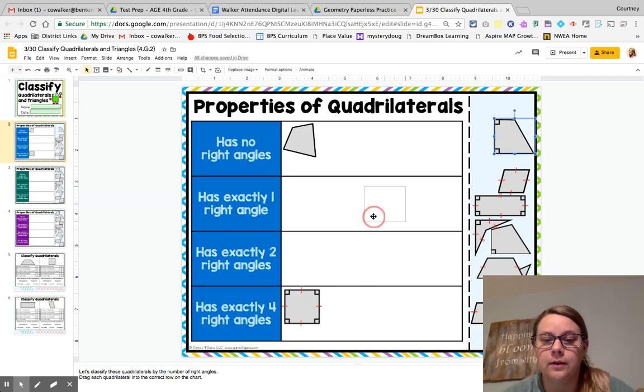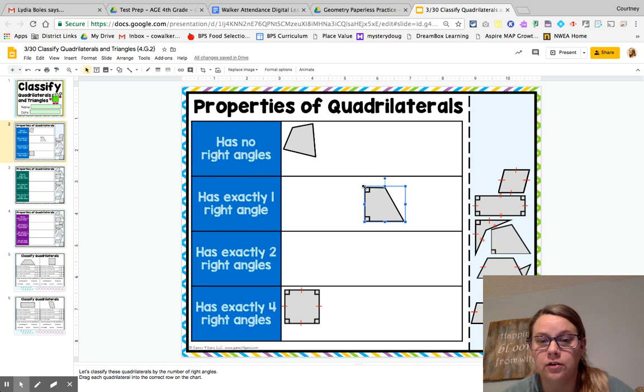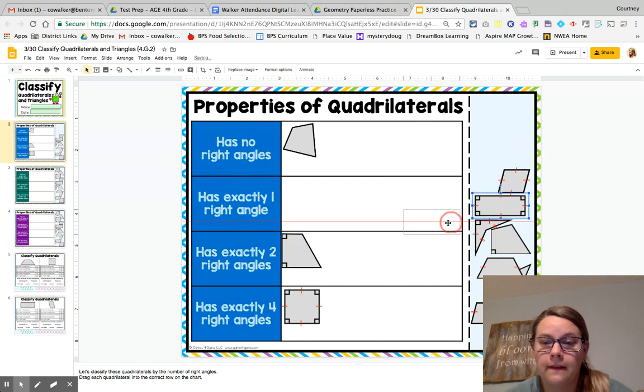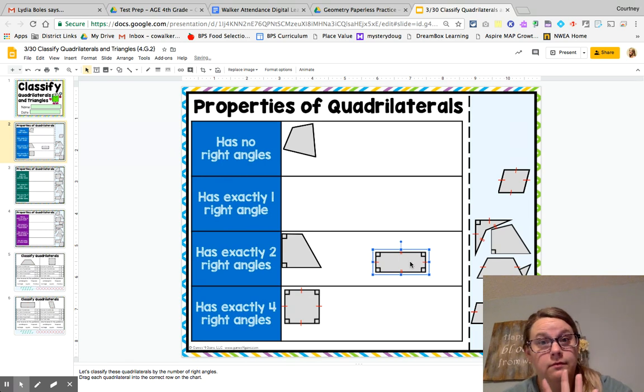Same thing with this one. How many right angles does it have? You're looking for these little boxes to box in the perfect angle because it makes a square in the corner. So we have 2 of those. So we are going to put that in has exactly 2 right angles. And then you have this one, and it has 4.